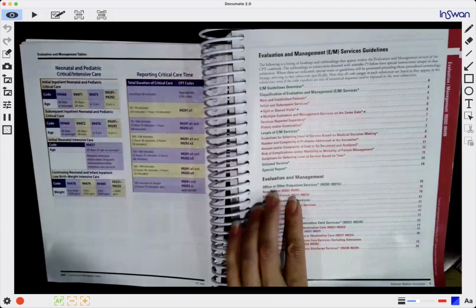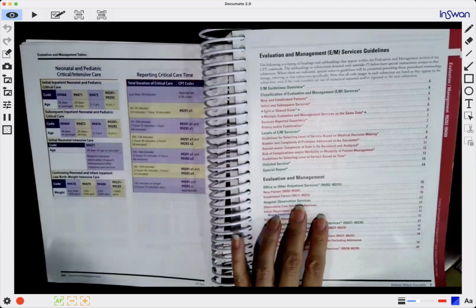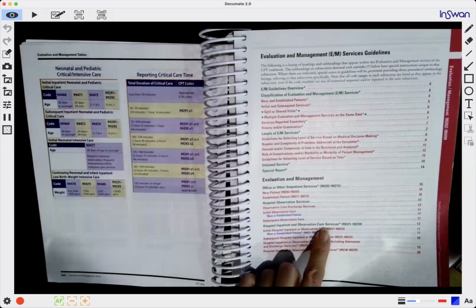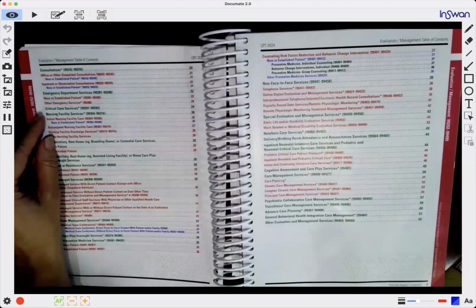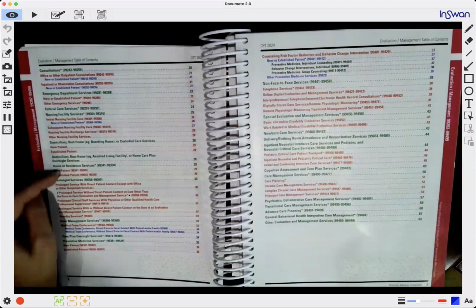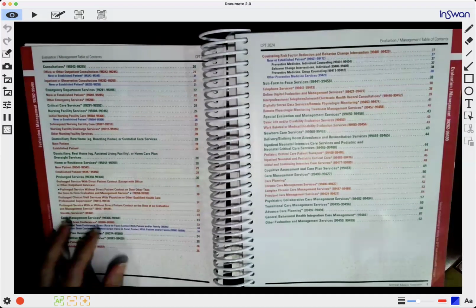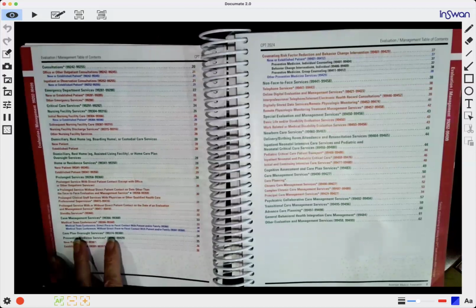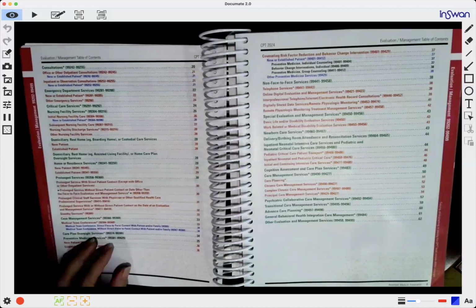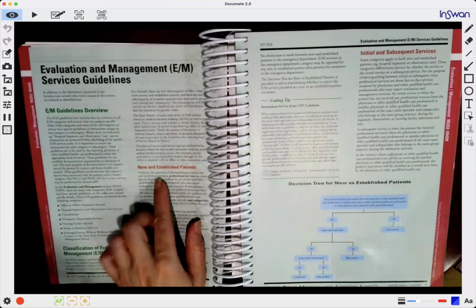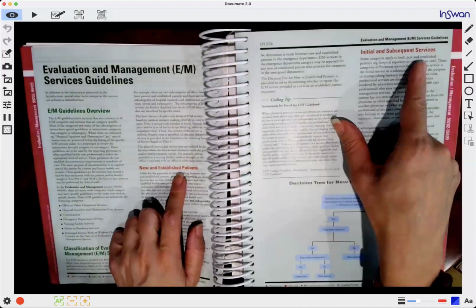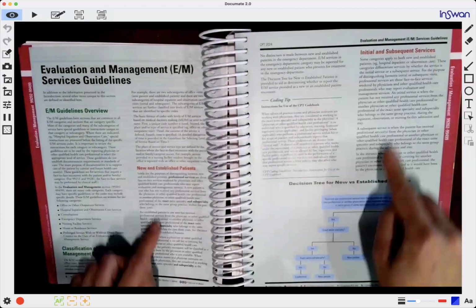So for example, office or other outpatient, hospital observation, hospital inpatient and observation care. And then we have consultations, emergency department services, critical care, nursing facilities, and so on. So make sure that you know what setting the event is taking place in, because that's going to be your first step, what setting, so that you know which range of codes you're going to be using. And then the E&M codes are determined by level of service provided, and also they might be subcategorized by new versus established patient, or initial versus a subsequent service. So become familiar with those.